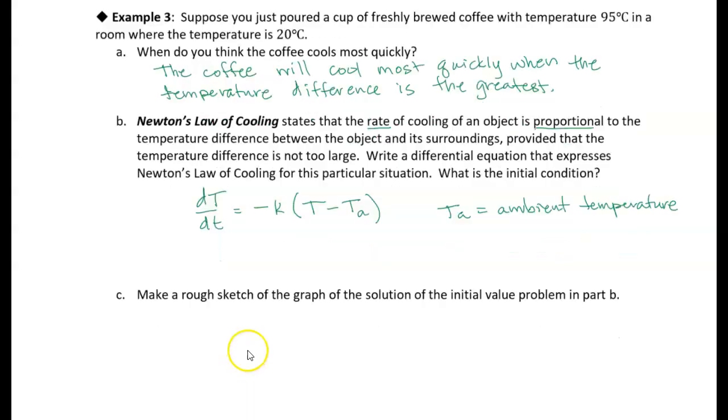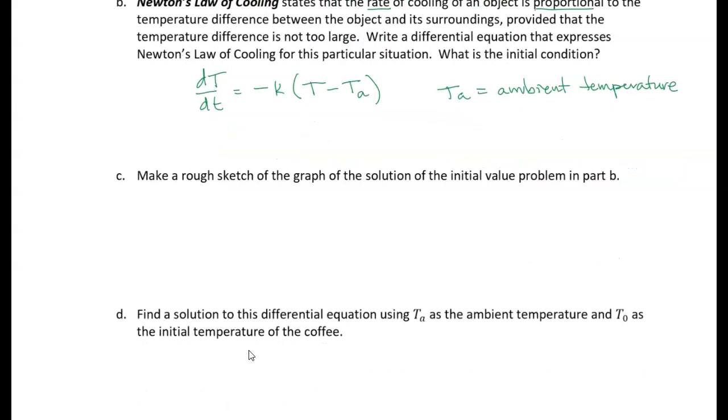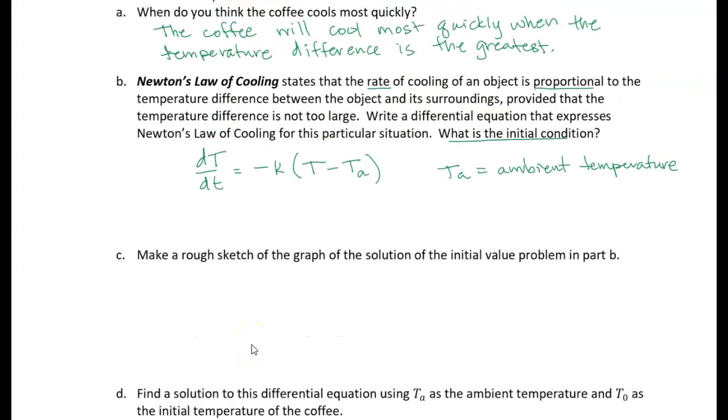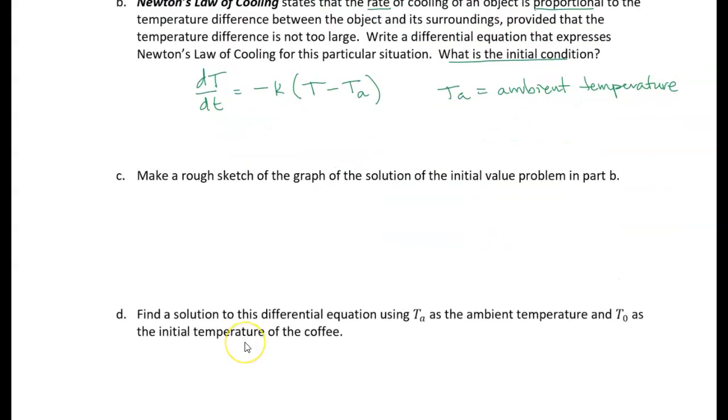And part C is asking us to make a rough sketch of what we think the solution will look like. So what is the initial condition? Well, for this particular problem, the temperature of the coffee at t equals 0 is 95 degrees. So we could also say that T(0) is equal to 95 degrees Celsius at t equals 0. That's our initial condition.